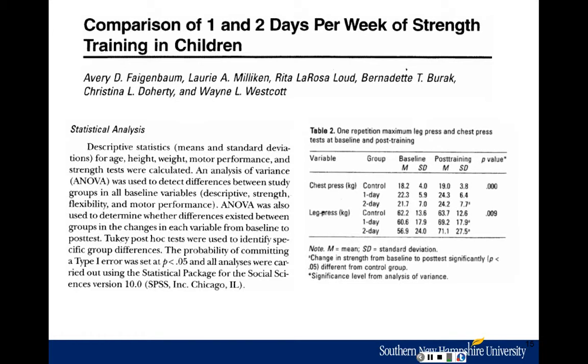And so in this case, for leg press, there's a little symbol on the row of data for the 1 day, and there's a symbol for the row of data for the 2 day. So this means that the 1 day group was different than the control, and the 2 day group was also different from the control. So it didn't matter if you trained 1 day per week or 2 days per week, they both resulted in significant increases in strength compared to the control group for the leg press. For chest press strength, you needed to train 2 days a week. 1 day a week was not enough to get you above what you would get if you did nothing.